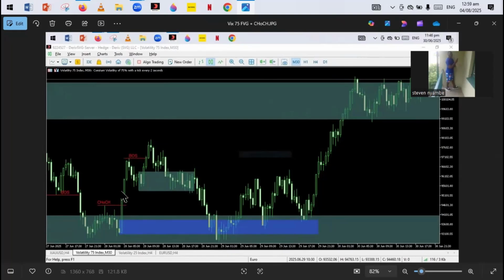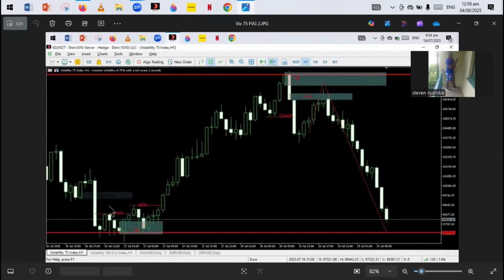Change of character, price will always come back to tap into this original order block, which caused this change of character. So this is another entry, change of character, price will always go and tap into the order block or fair value gap. In this case, price reacted off the fair value gap and then look at the move that emanated from that. That is how you can tell when price is reversing.